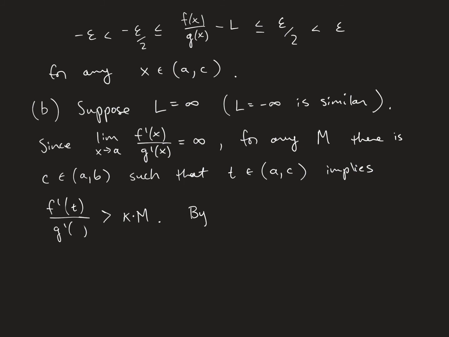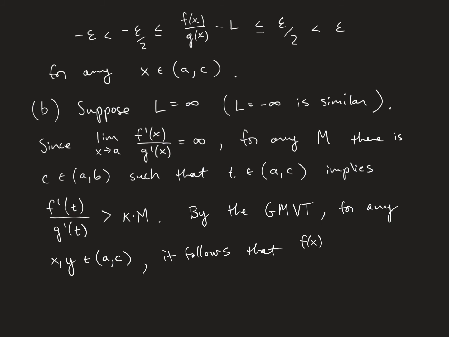So by the generalized mean value theorem, for any x, y in (a, c), it follows that (f of x minus f of y) over (g of x minus g of y) has got to be equal to one of these f prime t over g prime t's, and so that's bigger than whatever our multiple of m is.